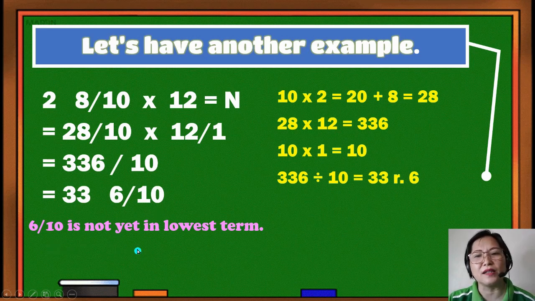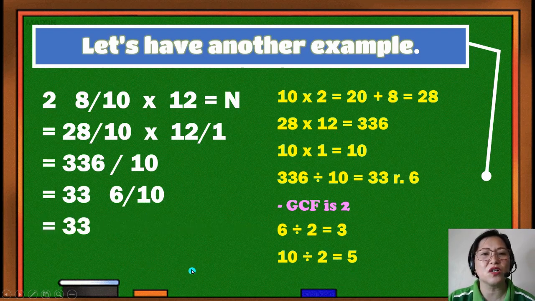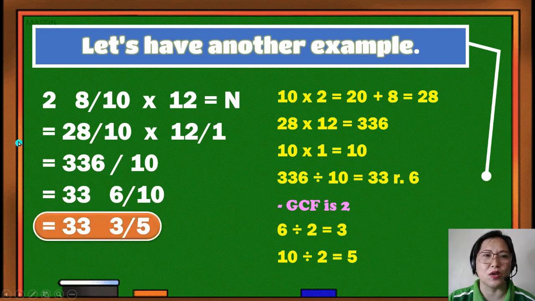6/10 is not yet in lowest term, so once again, we have to reduce it using greatest common factor. And what's the greatest common factor? Correct, that is 2. So 6 divided by 2 equals 3, and 10 divided by 2 equals 5. So 33 and 6/10 in lowest term is 33 and 3/5. And that is our final answer. So 2 and 8/10 times 12 equals 33 and 3/5. So do you now know how to multiply mixed fractions? Very good.